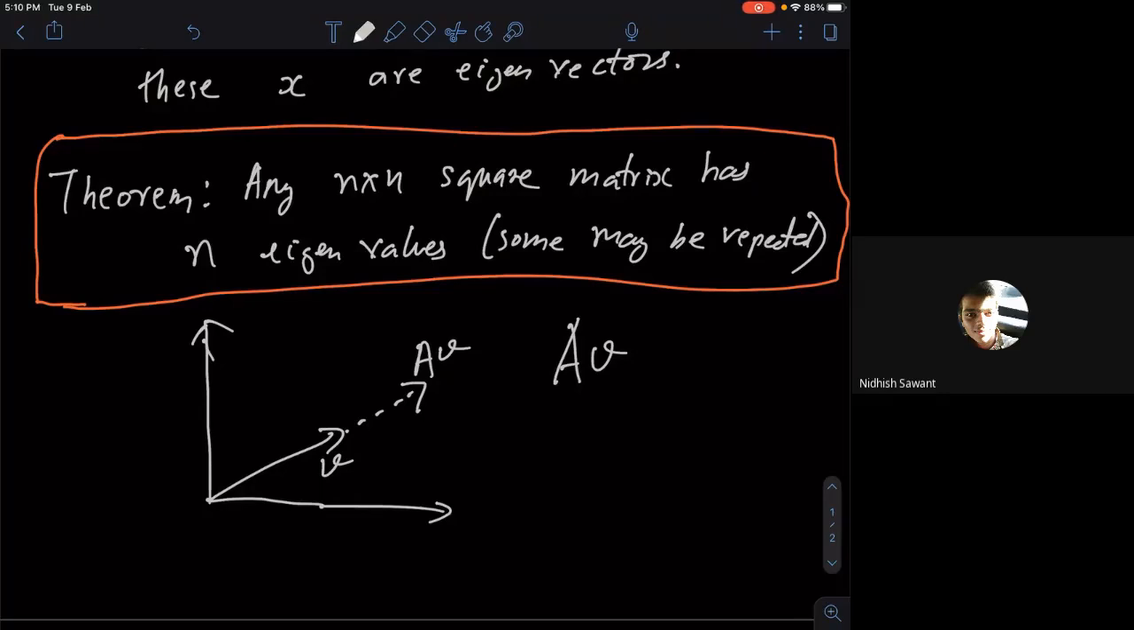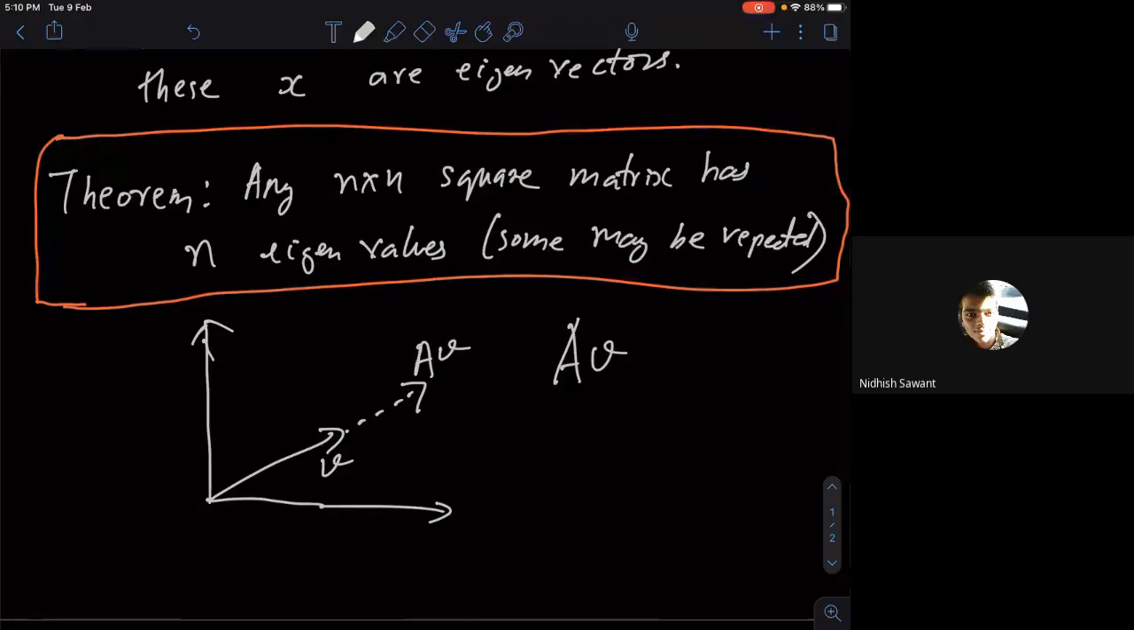Now, what else did we do? After that, we looked at a few examples of eigenvalues, certain matrices for which we found the eigenvalues and eigenvectors. Special matrices like the identity matrix, diagonal matrix, etc.